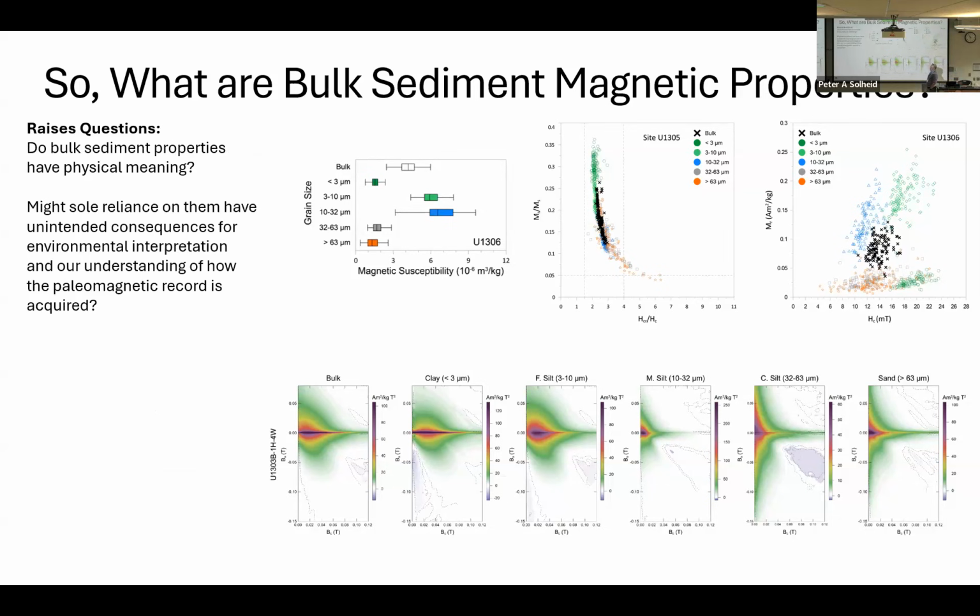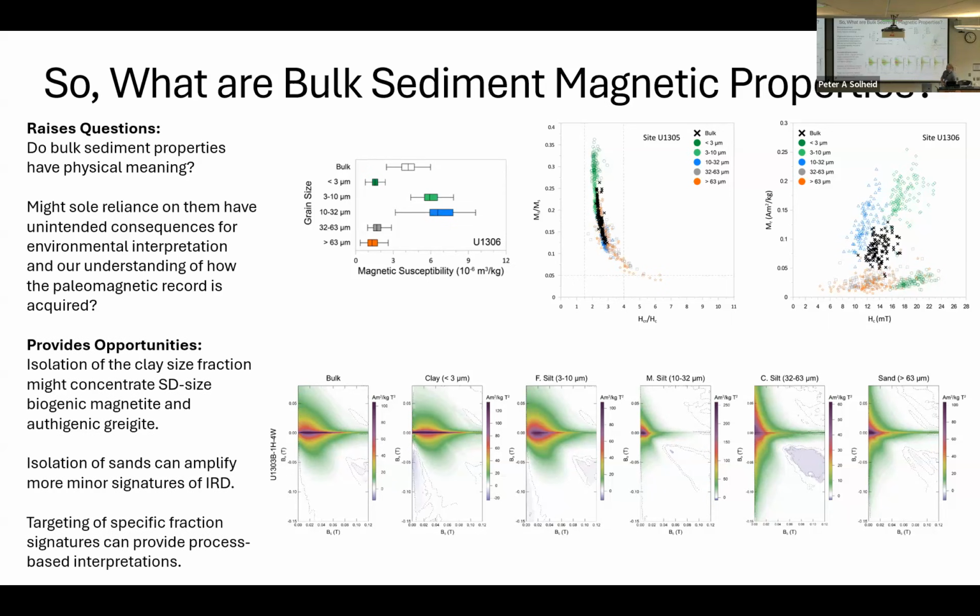But as we think practically, might sole reliance on them have unintended consequences for how we're interpreting, how we're understanding our records? We put a lot of focus on the clay size fraction for understanding paleomagnetic acquisition, right? And people think that the clay size fraction is important in moving these materials, flocculation to the bottom of the ocean. We're finding that might be true, but a lot of the magnetic mineral concentration is carried in these coarser silt size fractions. So maybe we should shift our focus and attention to where the magnetic mineral fraction is carried rather than some of the processes that might bring it down there.